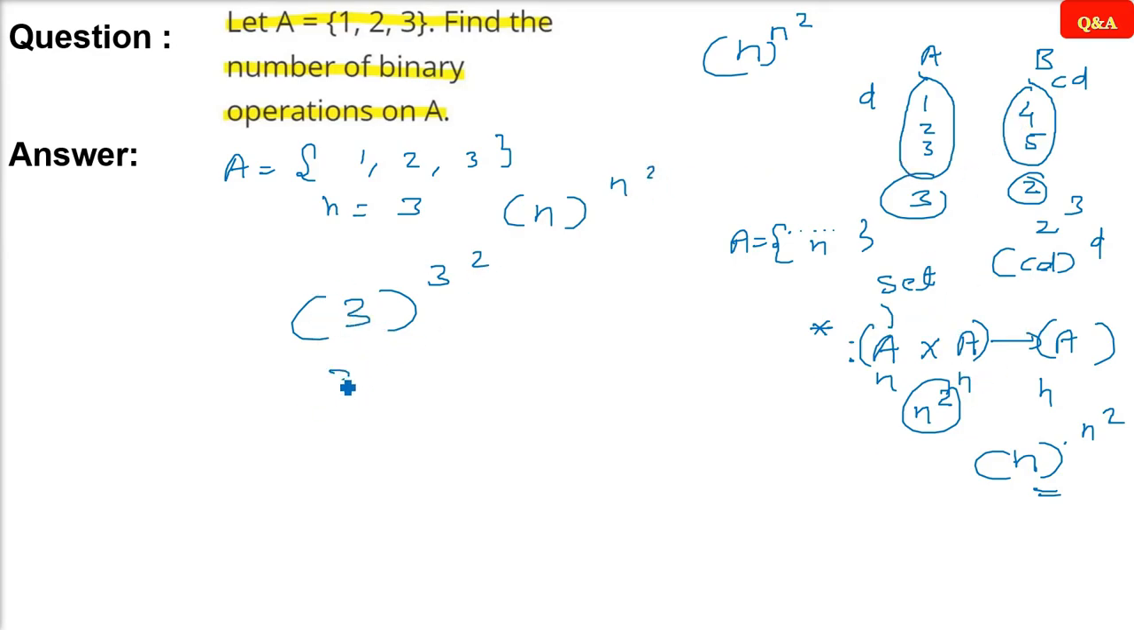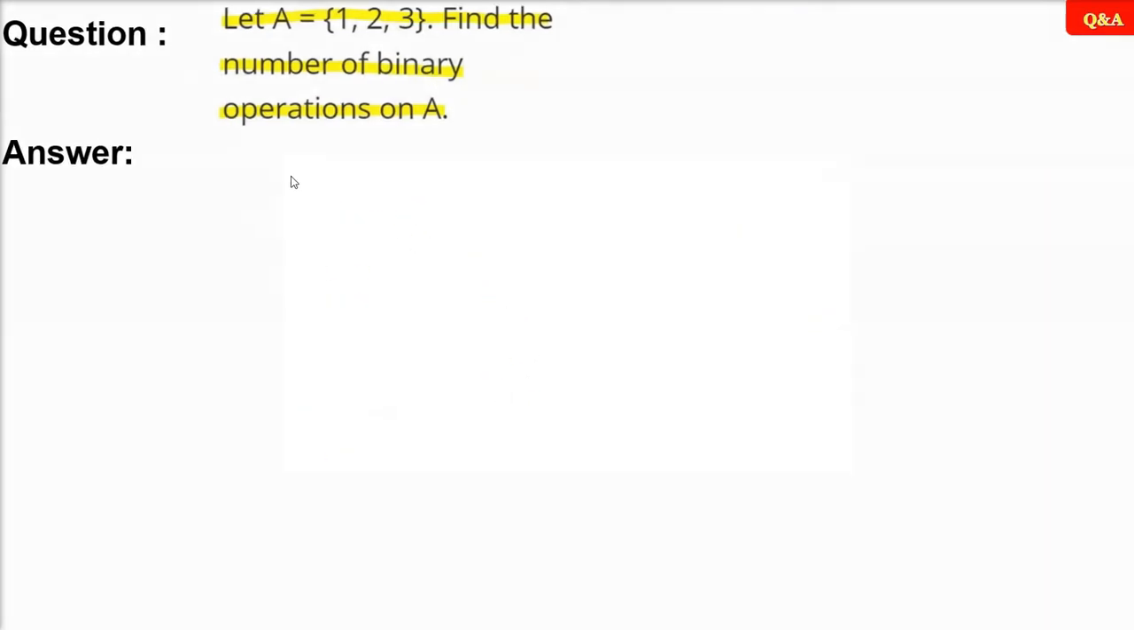I'm just trying to tell you how we got to the formula n to the power n square, and this is how values are found. I hope you will be able to find out 3 to the power 9. So this is the whole idea of the number of operations which are possible on any set A.